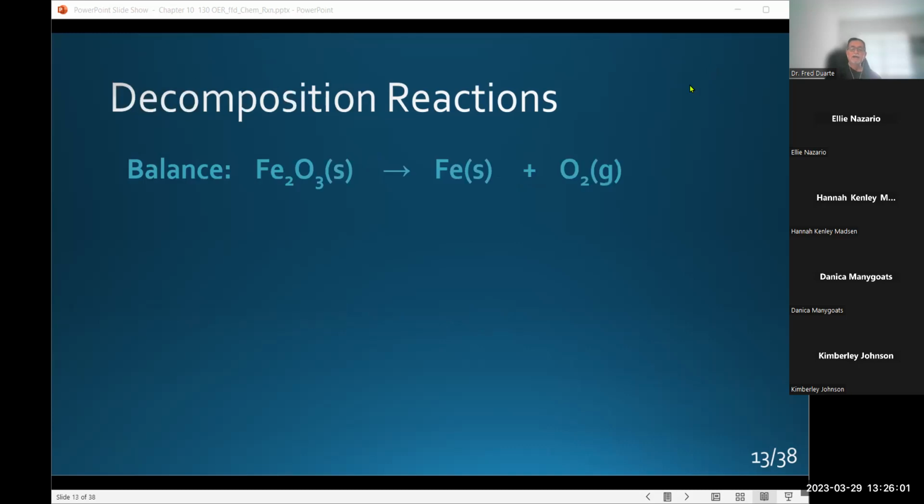Next one, a decomposition reaction. Okay, how do we recognize this? Well, first of all, you're starting off with a compound all by itself, and then look at the products. You break them apart, and you're creating the elements, okay? Iron(III) oxide will decompose to form iron and oxygen. Okay, iron and oxygen. And then we have it obviously balanced here.